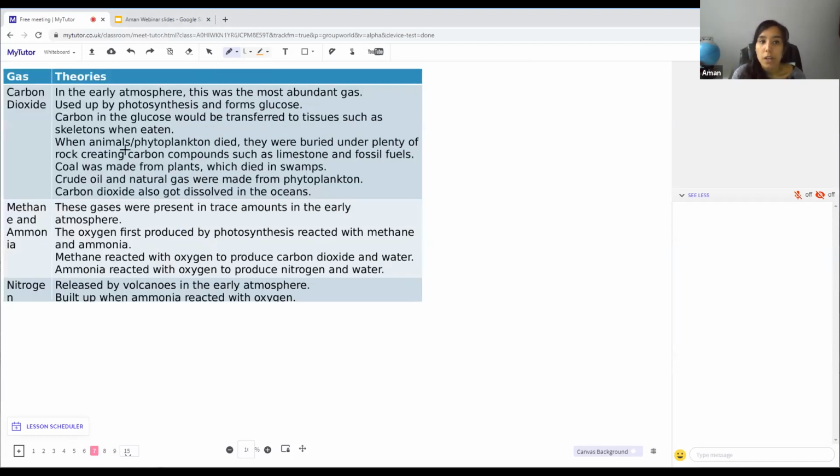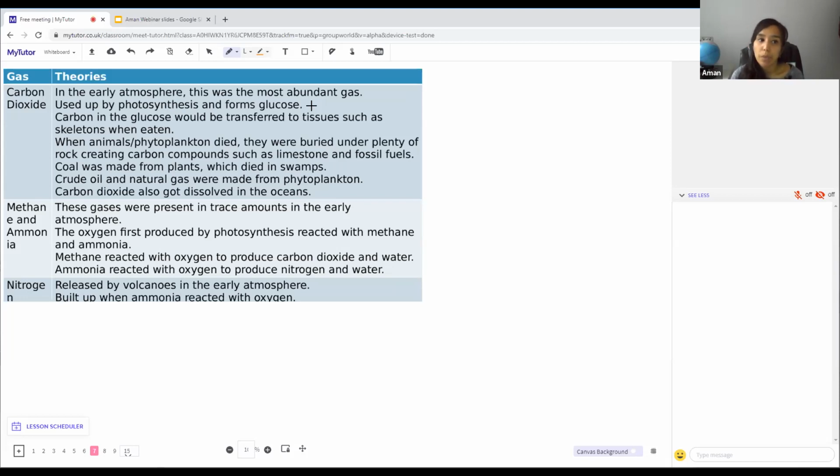Okay, so carbon dioxide. It was the most abundant gas, the most plentiful gas, or the most present gas in the atmosphere. And we've already talked about how it was used up in photosynthesis to form glucose. So remember, photosynthesis takes in carbon dioxide and forms oxygen and glucose. So what we already know is that in the early atmosphere, if there was loads and loads of carbon dioxide, when photosynthesis started taking place, that carbon dioxide began to reduce because it was being used up in photosynthesis. So that's one of the main ways that carbon dioxide was reduced.